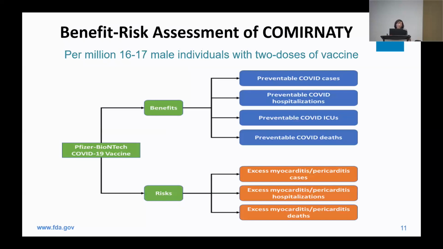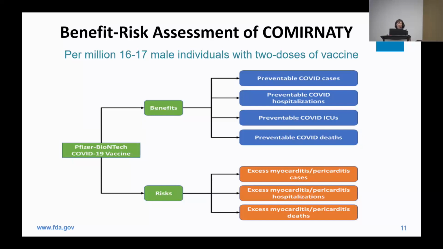So a key regulatory question FDA faced at that time for the BLA review was: with this kind of evidence, both benefit and risk, how do we consider whether the benefit outweighs the risk, especially for the high risk group that is male, young, I think around 16 years old to 35 years old. That is the major high risk population, especially 16 to 17 years old.